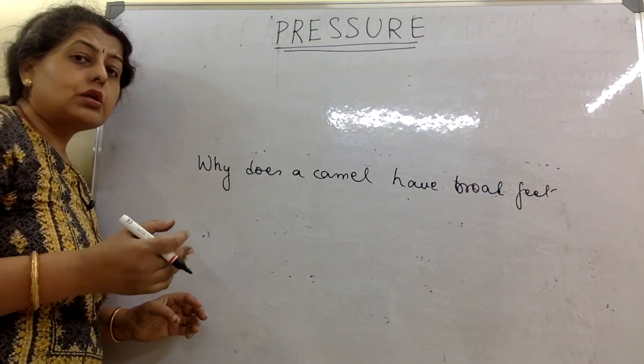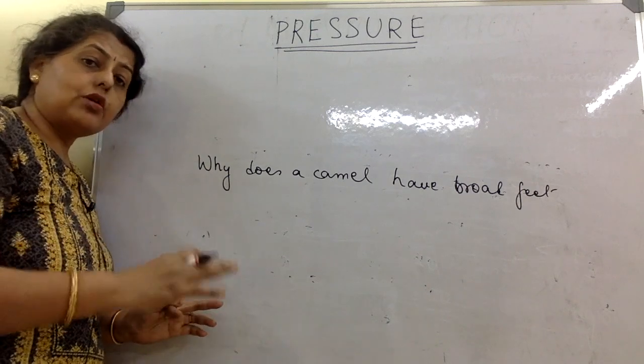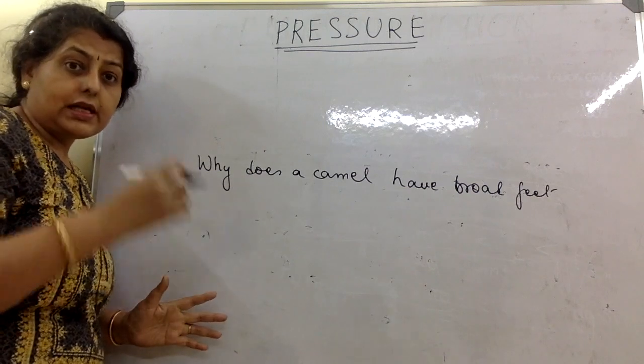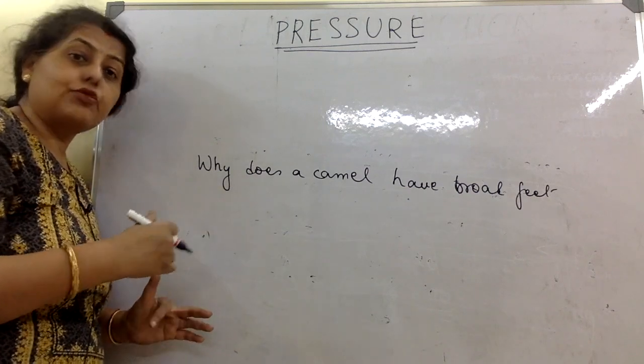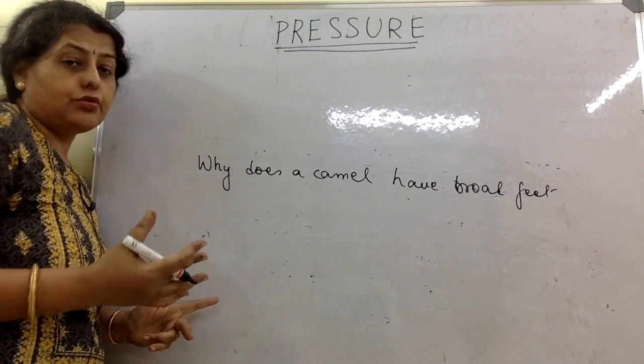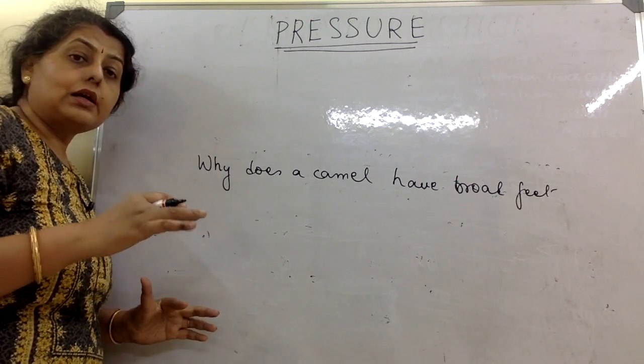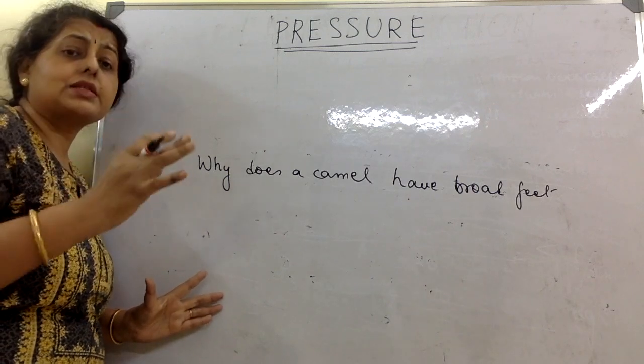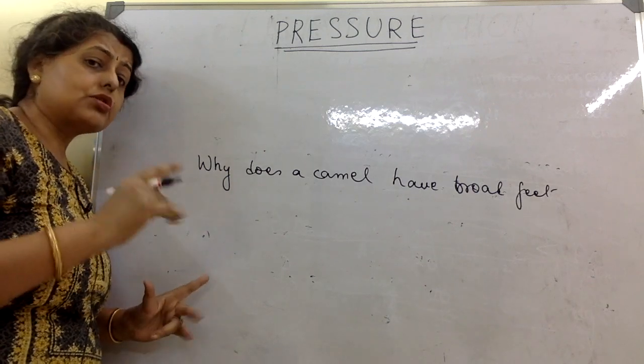Now, these camels are always walking on sand, and they are supposed to walk very fast. The camels are called the ship of the desert. They walk very fast. Now, how do they walk so fast? If you see the structure of the camel, it is huge, so it has a lot of weight.